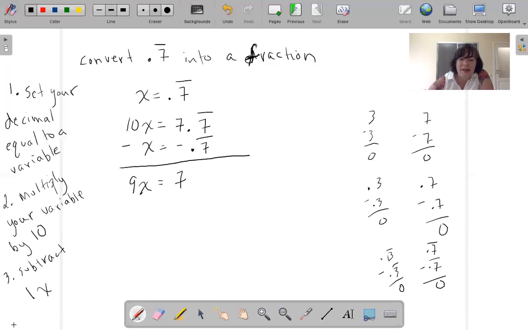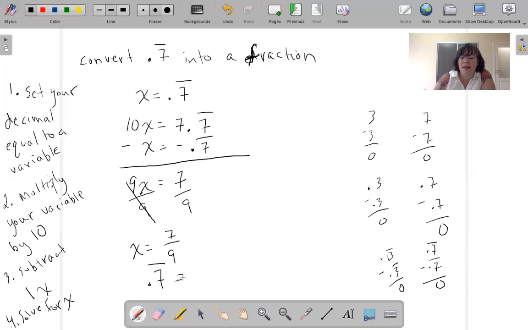Solve for x. Number 4. Solve for x. What would we do here? We would divide by 9, divide by 9. These 9s cancel each other out. X equals 7/9. And what does x equal? X equals 0.7 repeating. So 0.7 repeating equals 7/9. Okay.